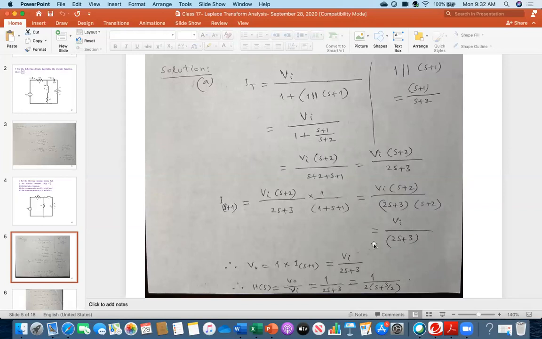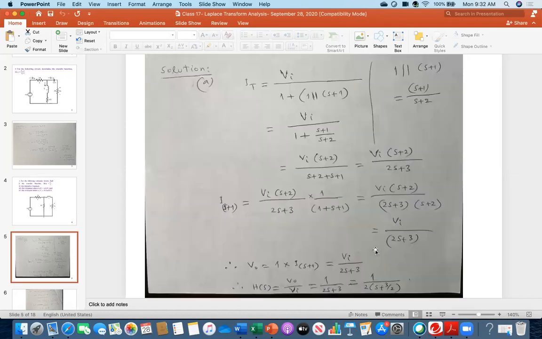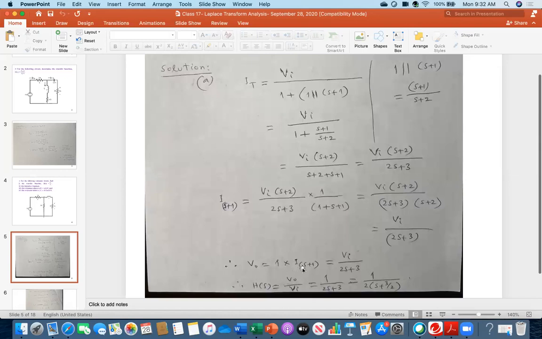Everybody, could you follow the calculation until now? Yes. So everything is done in detail, so you can easily see. And then once I got the current in the S plus 1 branch as Vi over 2S plus 3, because you need to find V naught, that current is multiplied by 1. So that is your V naught. V naught is 1 multiplied by this current, which is Vi over 2S plus 3.